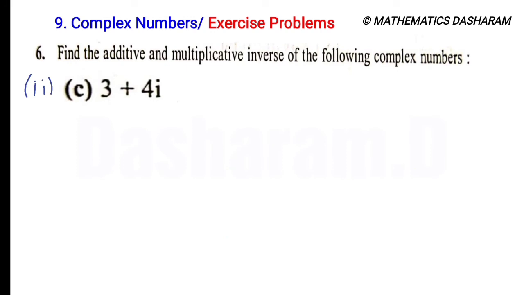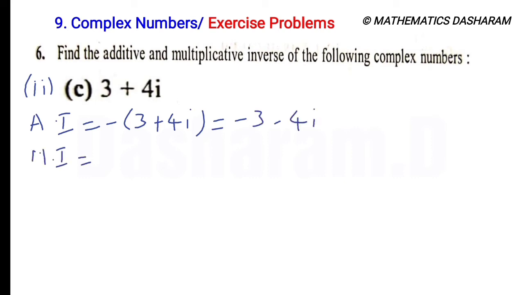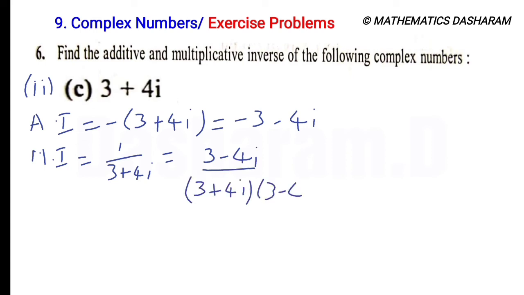Question number C, 3 plus 4i. The additive inverse of 3 plus 4i is minus of (3 plus 4i), so it is equal to minus 3 minus 4i. Next, the multiplicative inverse is 1 by (3 plus 4i). So then the conjugate is (3 minus 4i) divided by (3 plus 4i) into (3 minus 4i).